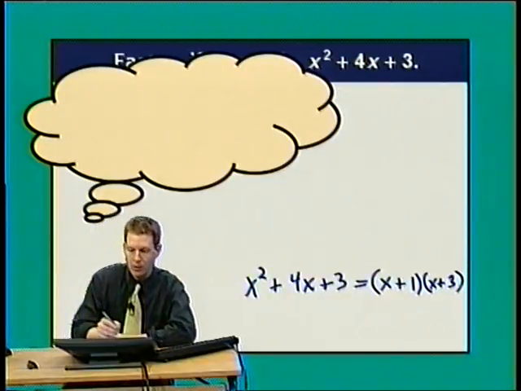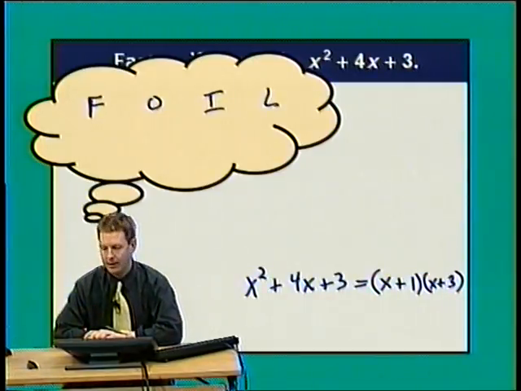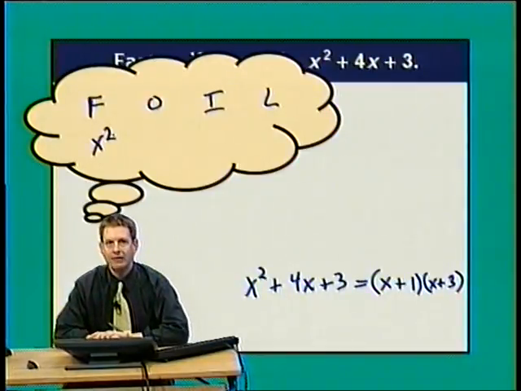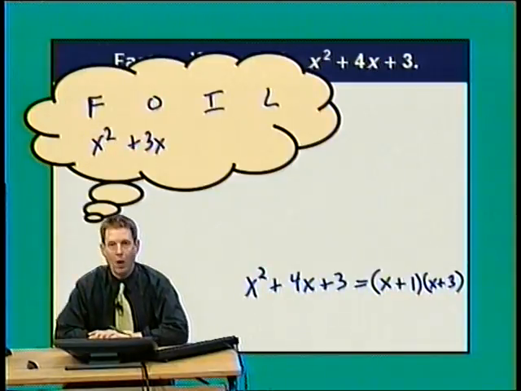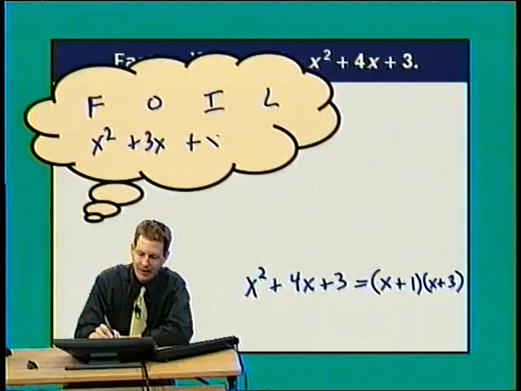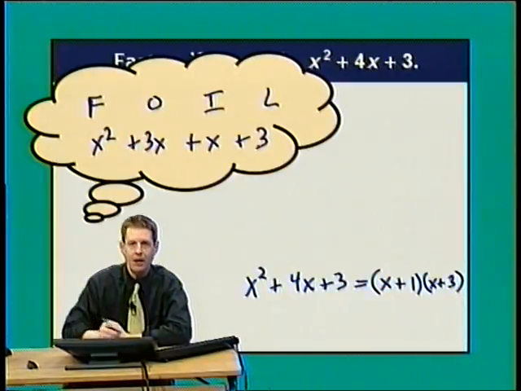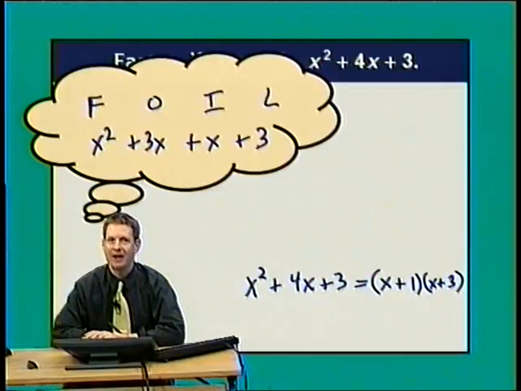So what I'm going to do is go ahead and FOIL my proposed factorization. X times x gives me x squared. X times 3 gives me plus 3x. 1 times x gives me plus x. And 1 times 3 gives me plus 3. And doing a little simplification, I do indeed see that this simplifies to x squared plus 4x plus 3. So I found the correct factorization.